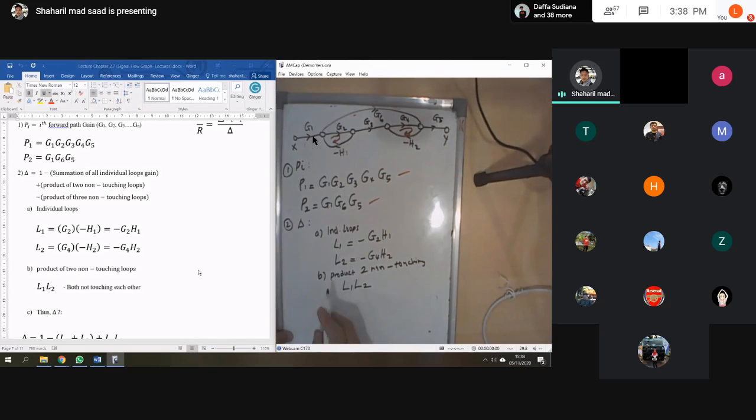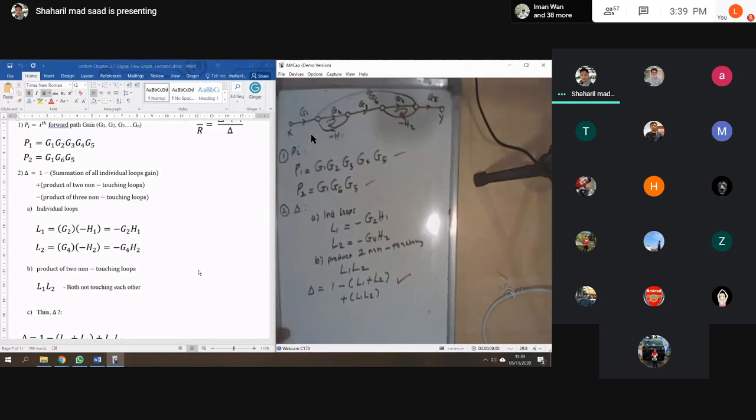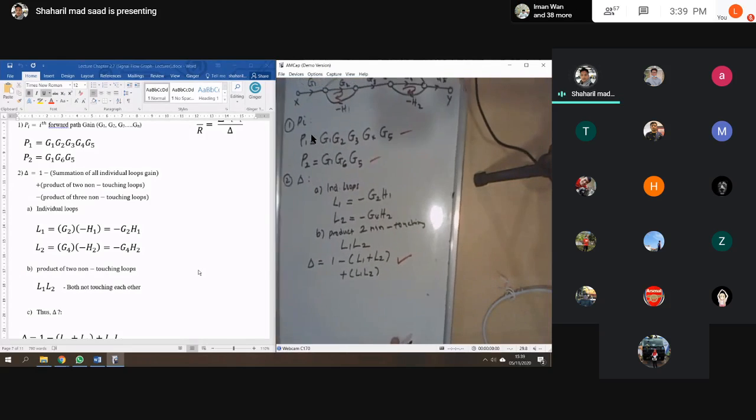Okay. Then number 3, do you have a product of 3 non-touching loops? Ada tak? There are only 2 loops, right? So number 3, it doesn't exist. So now you can find delta: 1 minus the summation of loops, that means L1 plus L2, and then plus the product. So you got L1 and L2. Done. So this one is done.